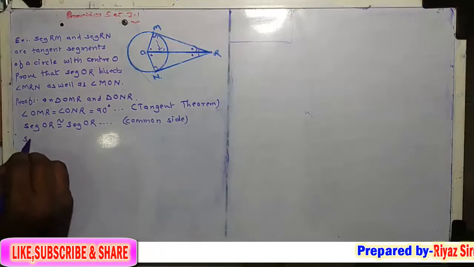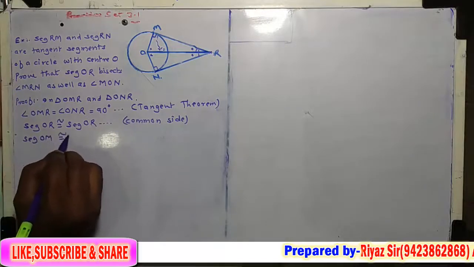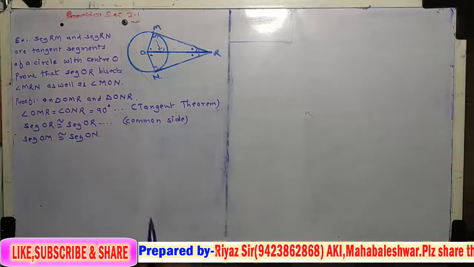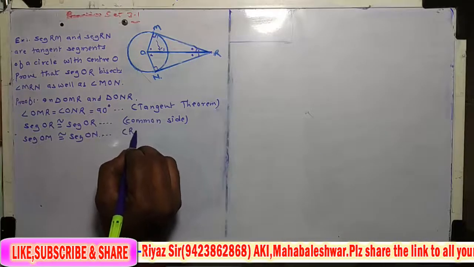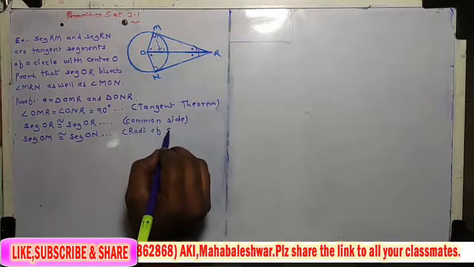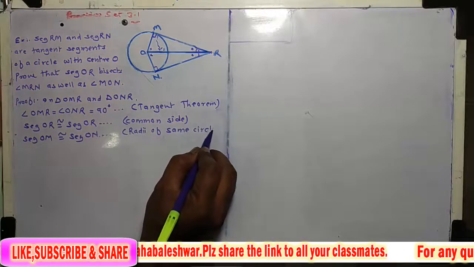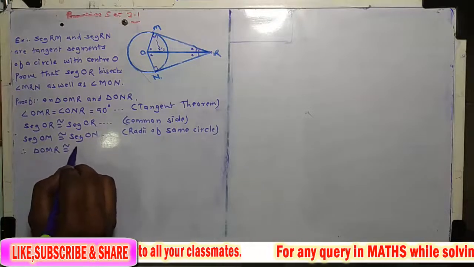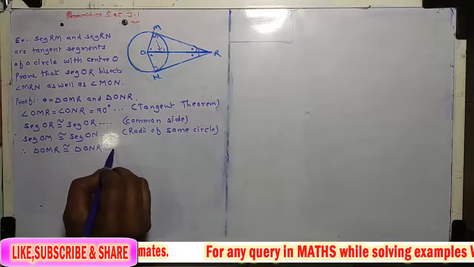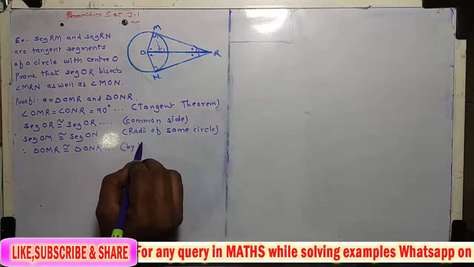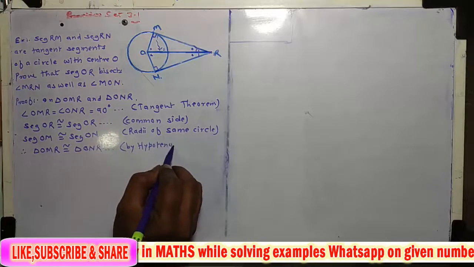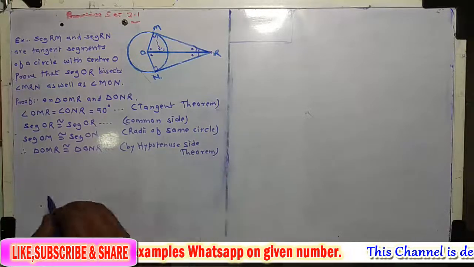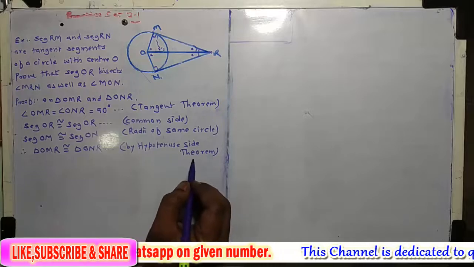Okay. After that, segment OM is congruent to segment ON. Reason is radii of same circle. Okay. And therefore triangle OMR is congruent to triangle ONR. Reason is by hypotenuse side theorem. Okay. In right angle triangle, special property is this hypotenuse side theorem or hypotenuse side test.